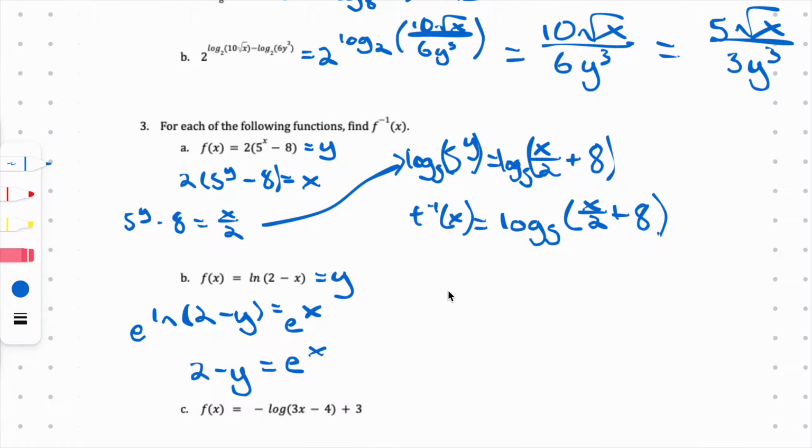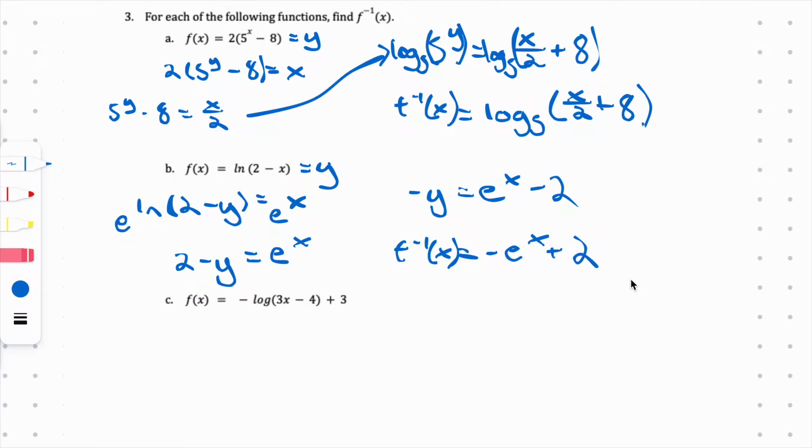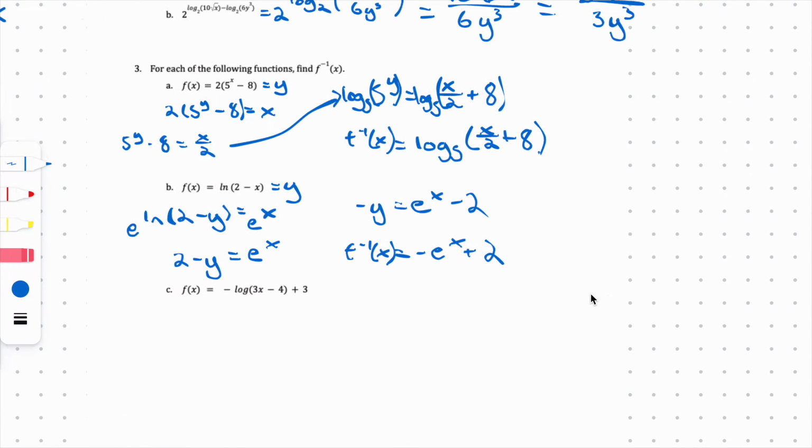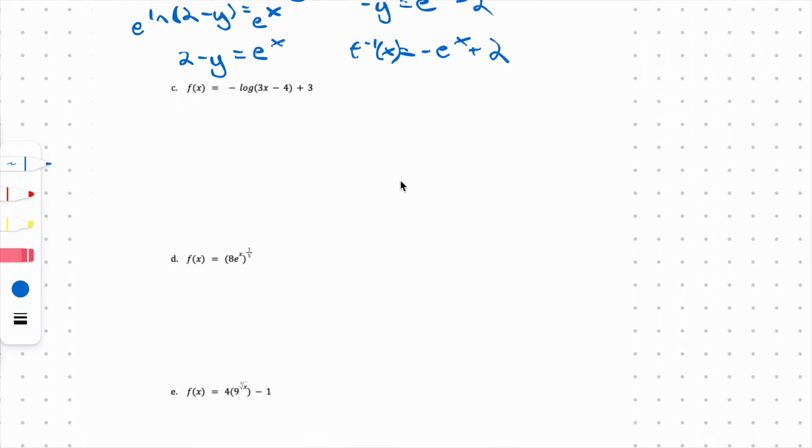And now we just subtract 2 from both sides, and we get negative y equals e to the x minus 2. Then we divide both sides by negative 1, or multiply by negative 1, and we get this. And again, I'm going to rewrite this as the inverse of f of x. Boom. Okay.